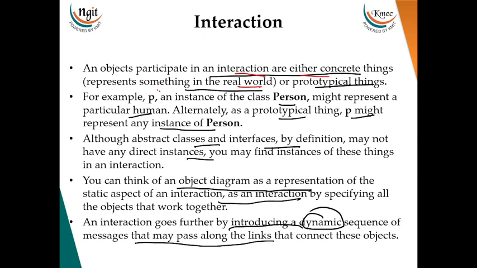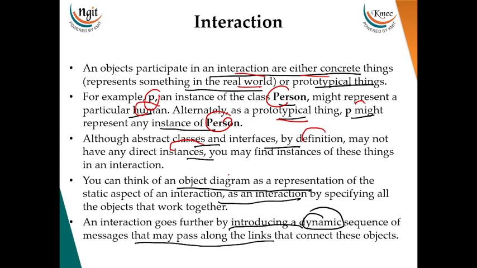For example, if P is an instance of a class Person, it might represent a particular human. Alternatively, as a prototype, P might be an instance of a person. It means when you are creating a class and they want to communicate with this one, then an instance is created. If there is an object which you want to communicate with others, there is an instance, and the interaction will be created. Although an abstract class and an interface by definition may not have a direct instance, you may still find interaction there.